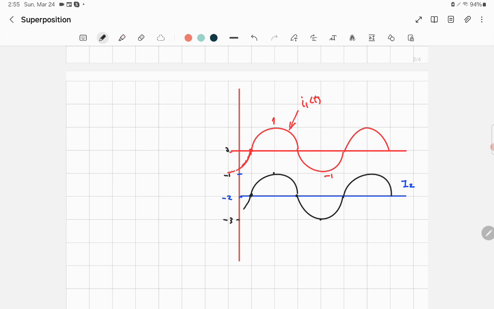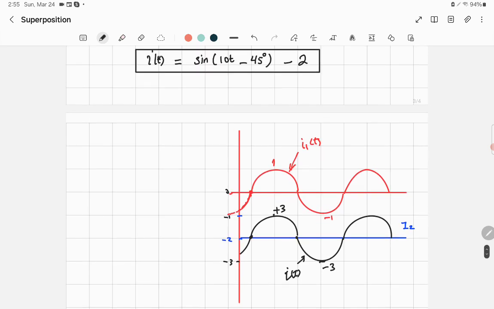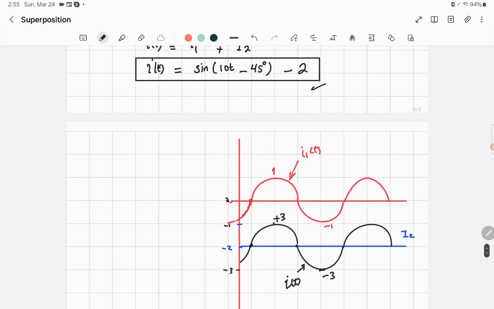And so the one in black here will be I total. So you'll see that the minimum value is negative 3, the maximum value is 3. And that's the solution graphically, and this is the solution analytically, expressed as an equation. So you see now the value of superposition. That's the second time you see superposition.